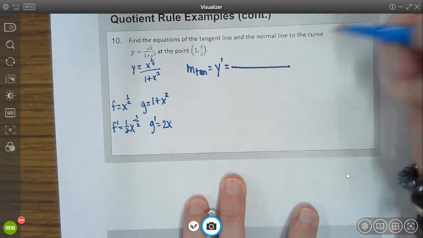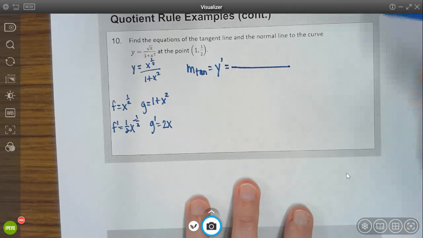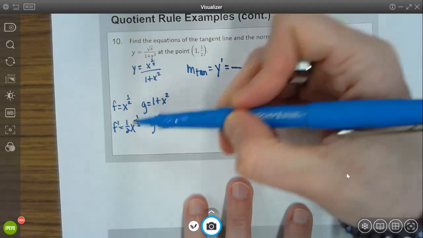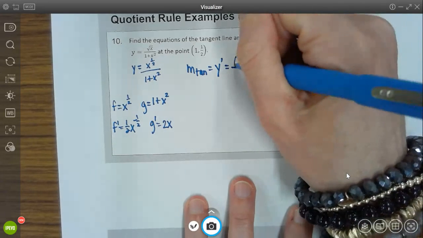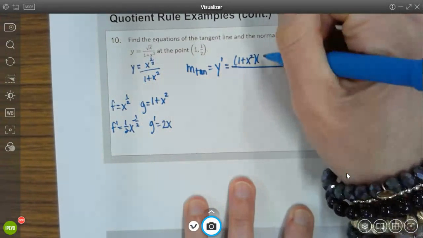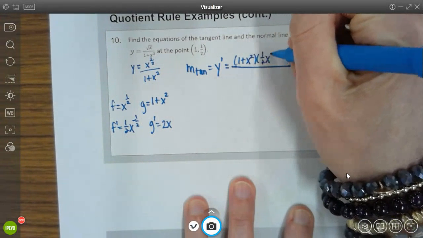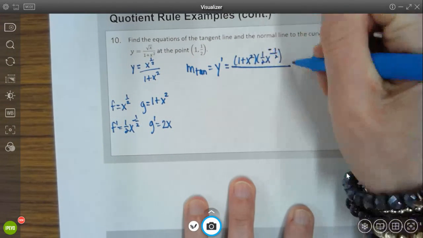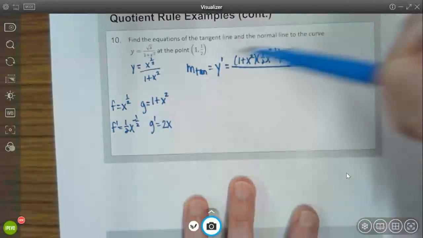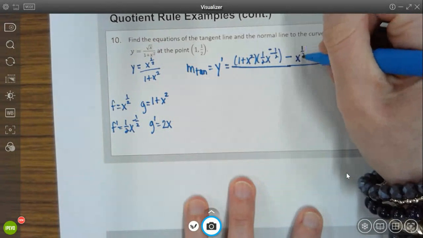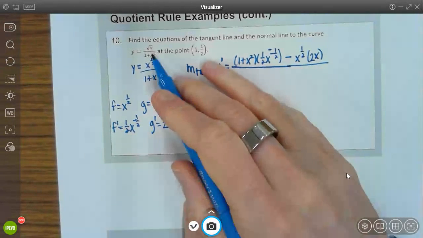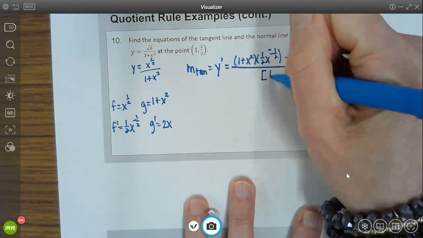So to find my derivative, I'm going to use, again, my quotient rule. So I'm going to do low d high, so the 1 plus x squared times the derivative of that f, so 1/2 x to the negative 1/2, minus, and then high d low, so x to the 1/2, times that derivative of g, all over the square of what was originally there.